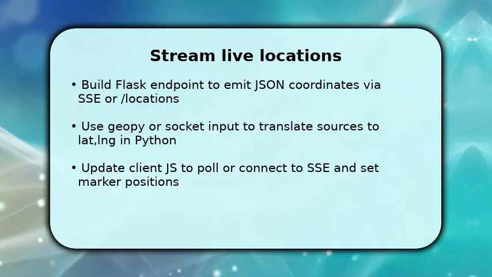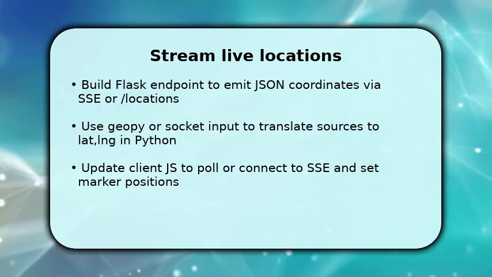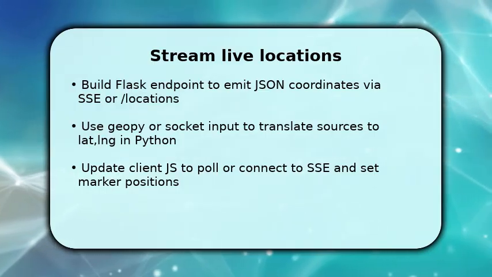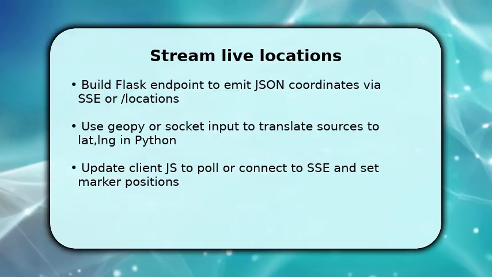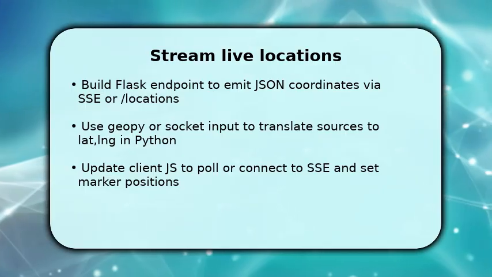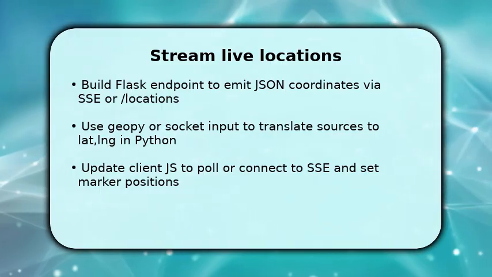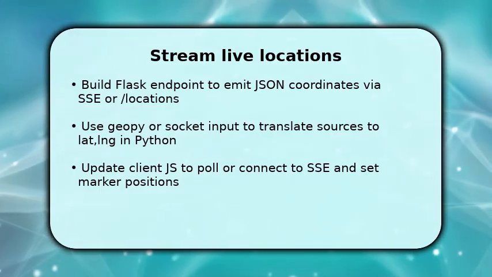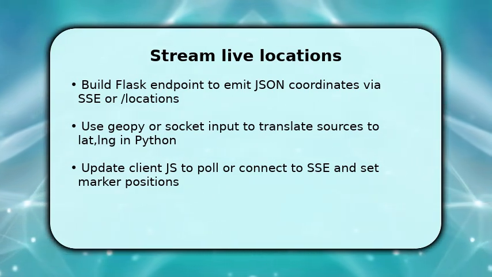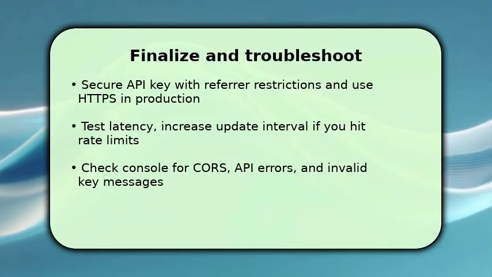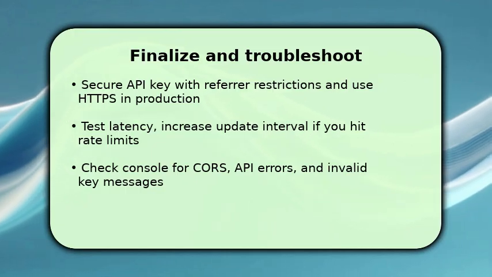In Python, collect positions, whether from GPS hardware, a socket, or a simulated generator, and normalize to latitude/longitude with GeoPy if needed. On the client side, write JavaScript to poll your endpoint or listen to SSE. Then add or move a Google Maps marker, and pan or cluster intelligently so the viewer sees updates without reloading the page.